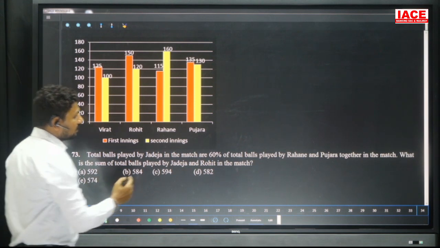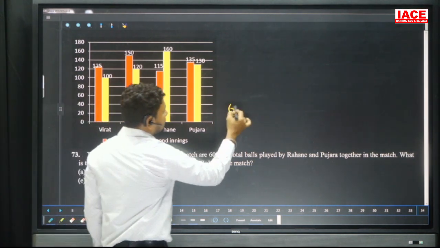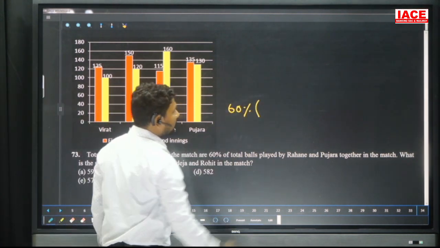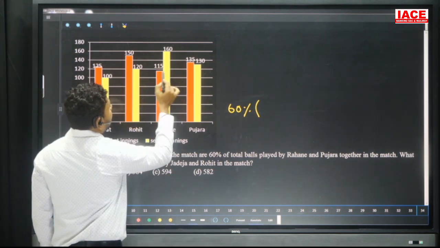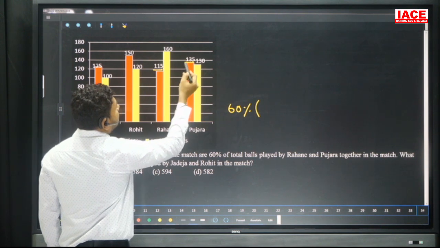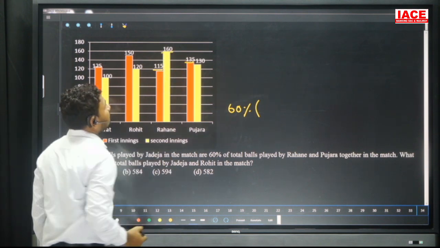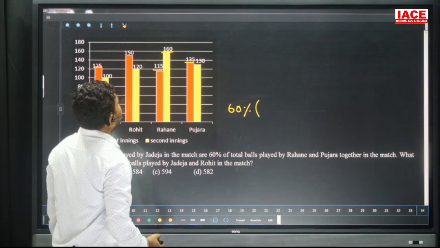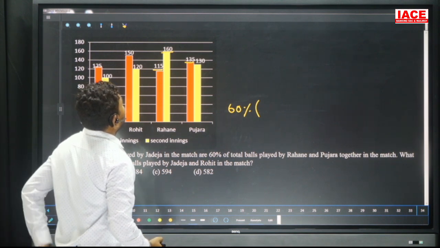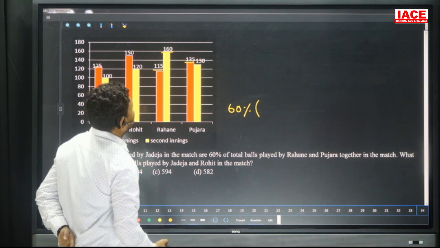Question number 73. Total balls played by Jadeja in the match is 60% of total balls played by Rahane and Pujara together. So here all the balls will be required: 115 plus 135, it is 250. 250 plus 160, 410. 410 plus 130, it is 540.